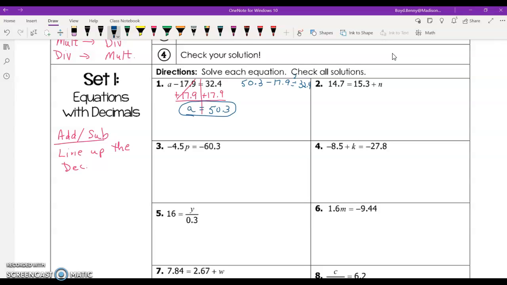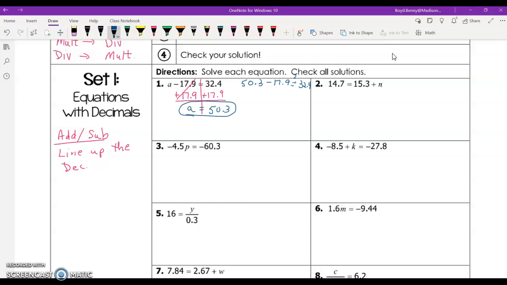Okay, I'm going to let you guys do number 2 as your turn, and I'm going to move on to number 3. So in number 3, I see I've got this negative 4.5 right in front of the p. And whenever we see this, this is not subtraction, this is actually multiplication. This is negative 4.5 times p. So if I'm going to do the inverse, since I've got multiplication, I'm going to do division.